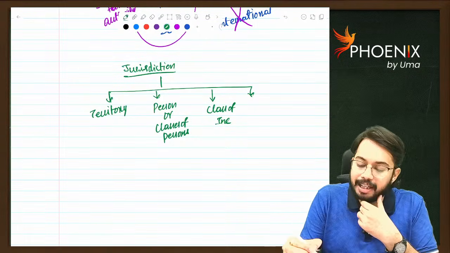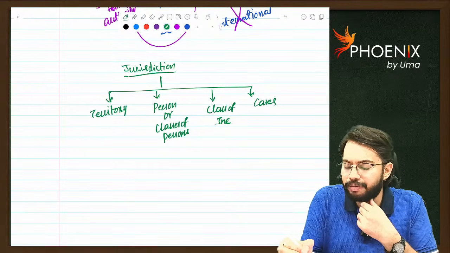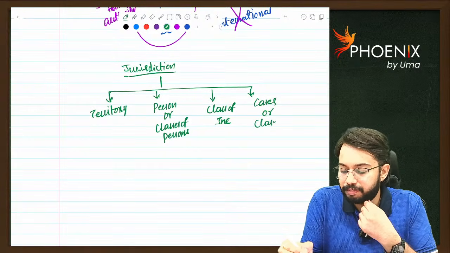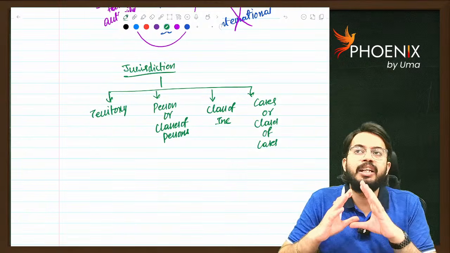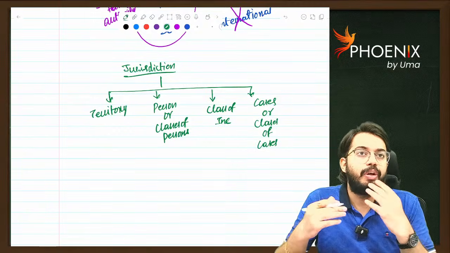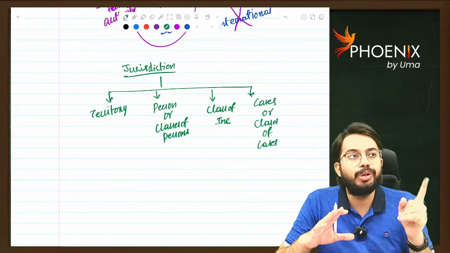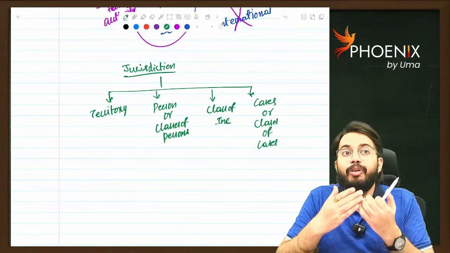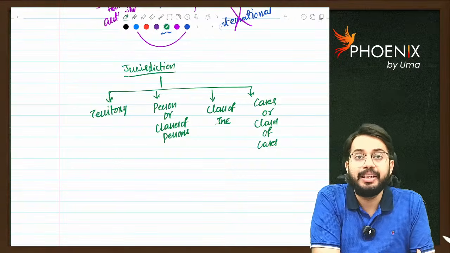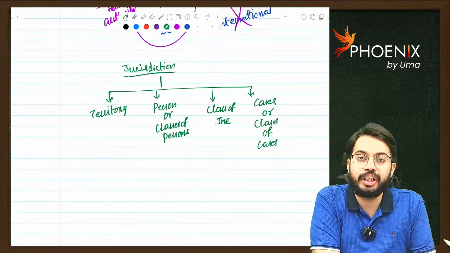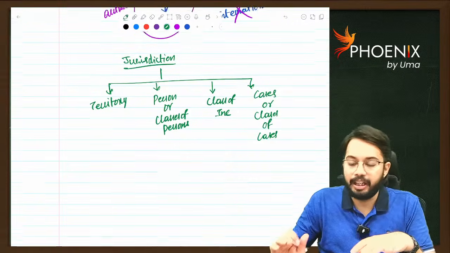Last one, cases or classes of cases. That means what? In Hyderabad, real estate is very much there. So the department wants to target those who are into real estate. For only dealing with real estate, a separate assessing officer can be appointed by CBDT. In that way also jurisdiction can be determined.